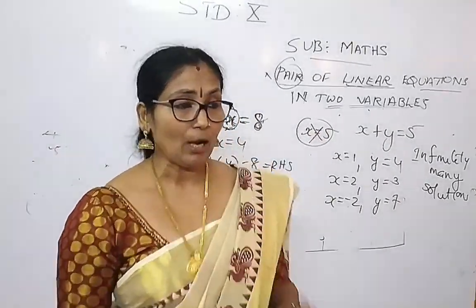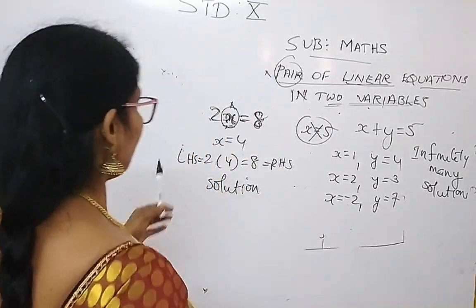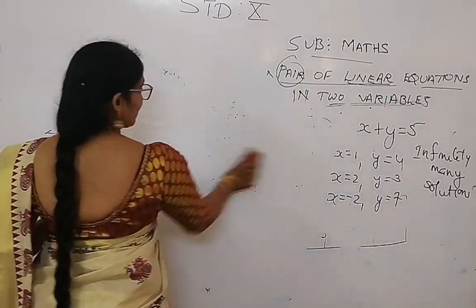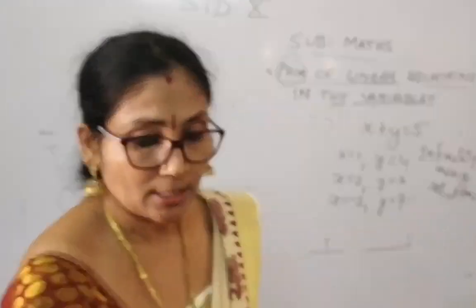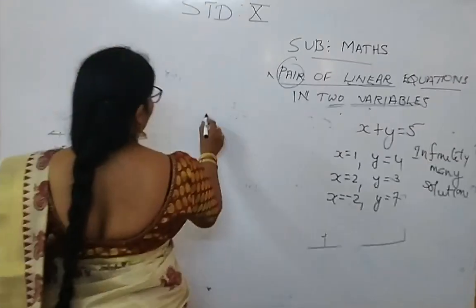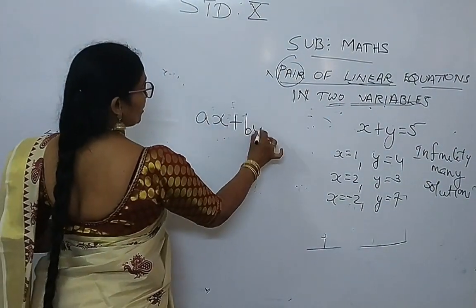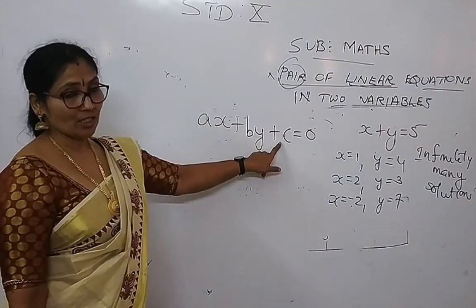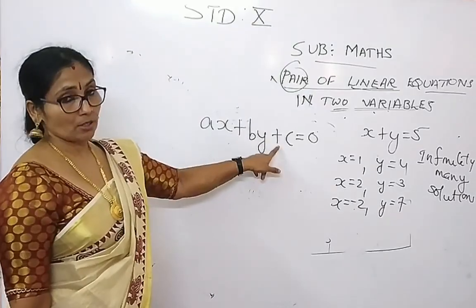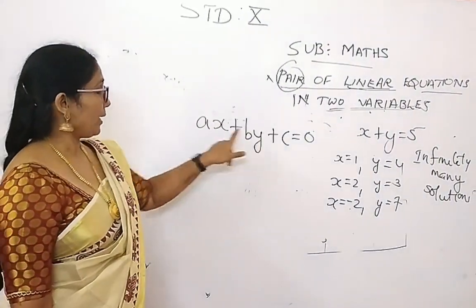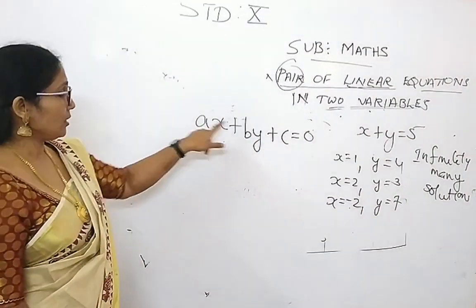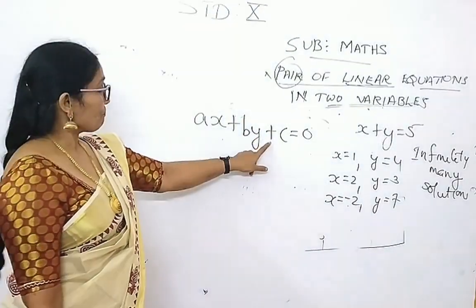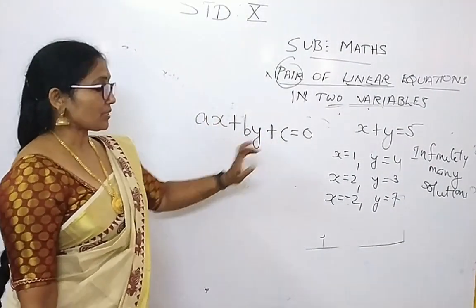Now, generally, how can you represent a linear equation in two variables? Generally, how will you represent that? ax plus by plus c equal to 0. What are a, b and c? They are real numbers. a is the coefficient of x, b is the coefficient of y, and c is a constant. a, b, c represent real numbers.